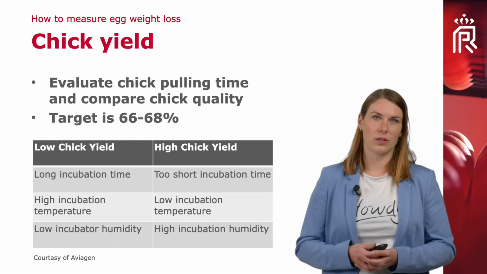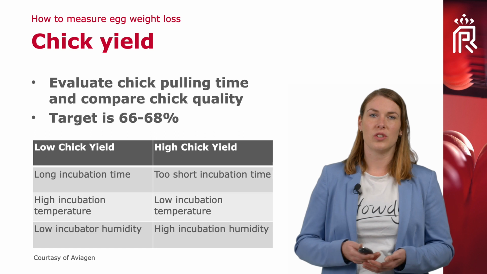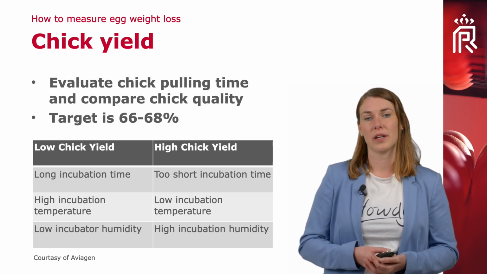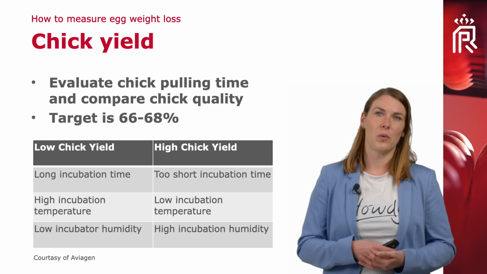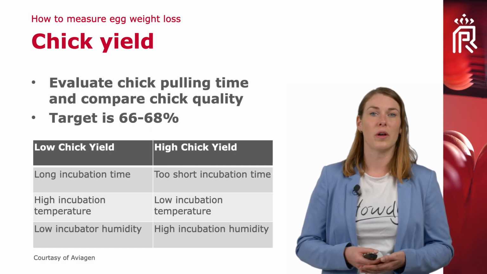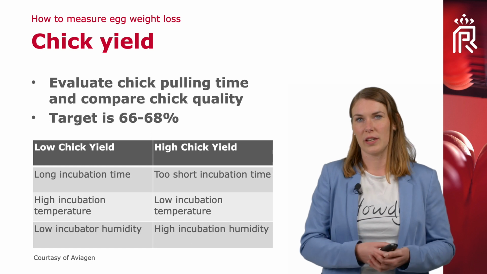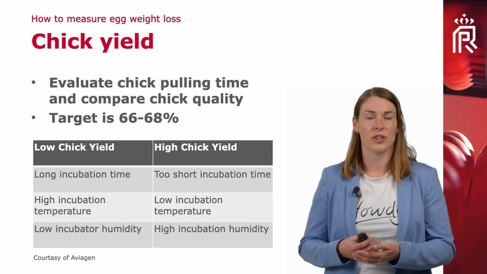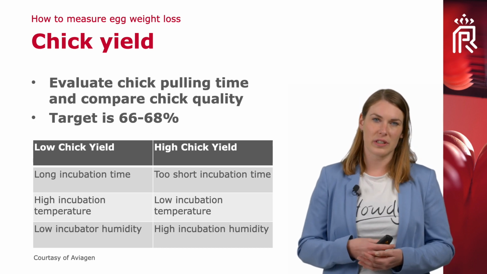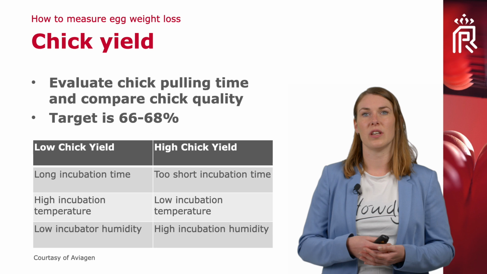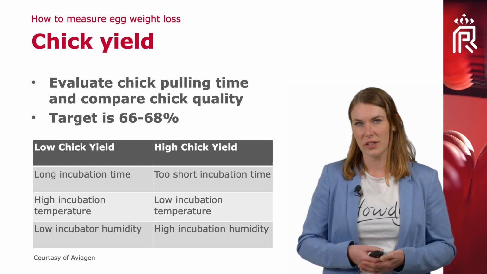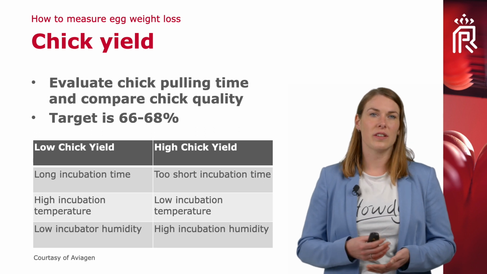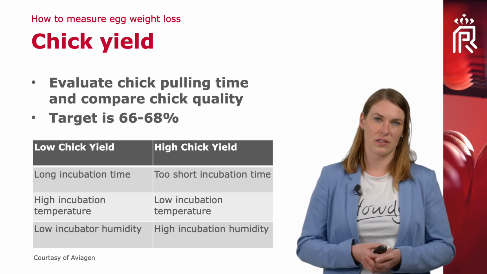We can also take a look at chick yield. Now chick yield is to evaluate chick pulling time and to compare chick quality. You need to be aware that chick yield is as well about moisture loss during incubation, but also the conditions after hatch. So in the hatcher, they play a role. So for example, if your weight loss is correct, but your chick yield is not, the incubation is too long. But the target is 66 to 68%.